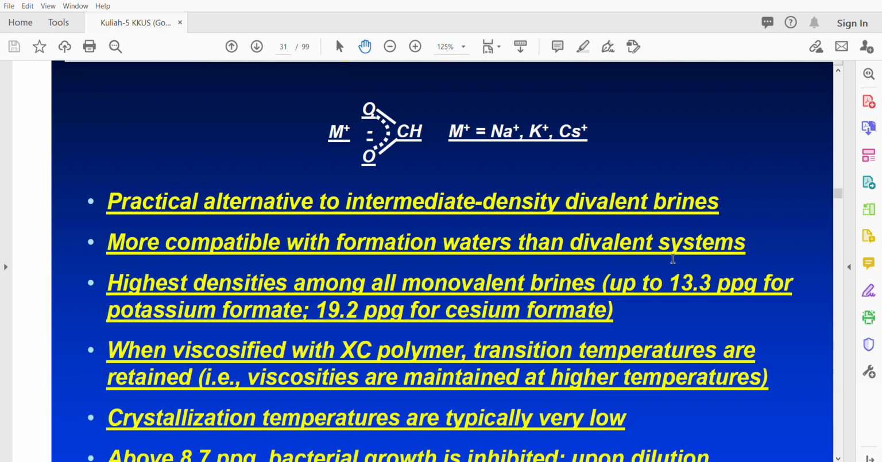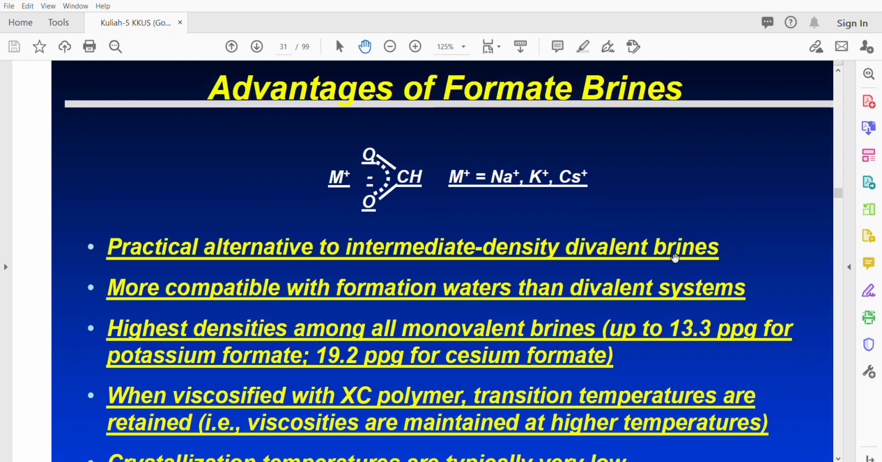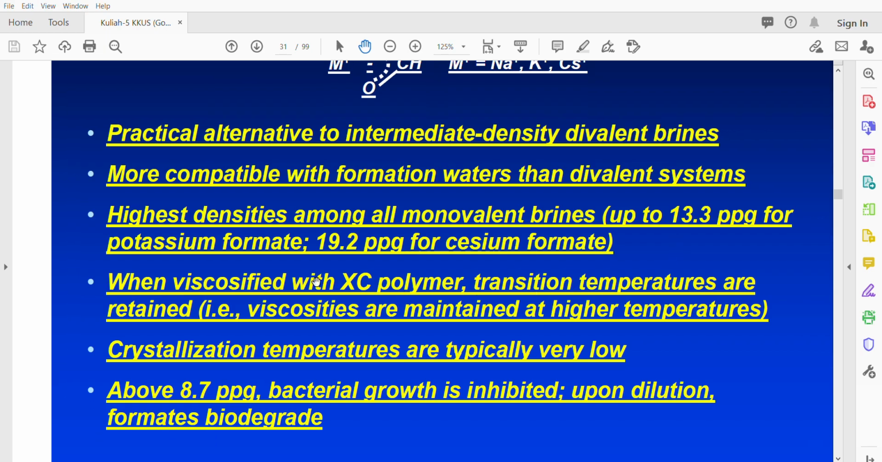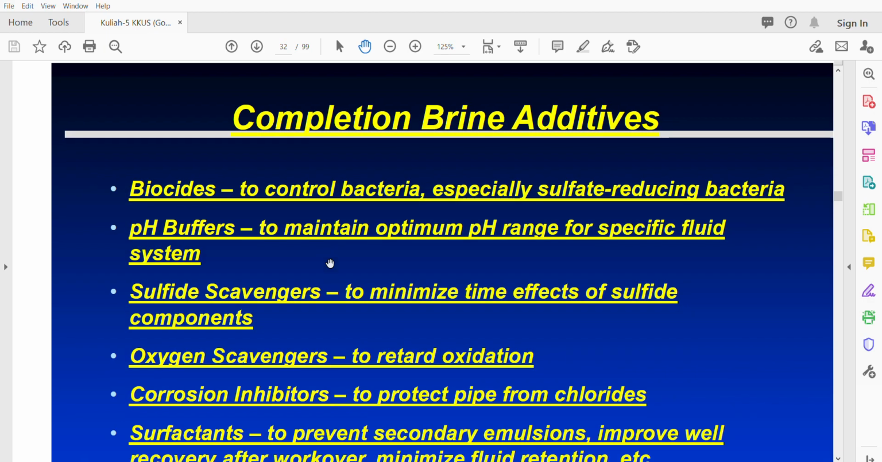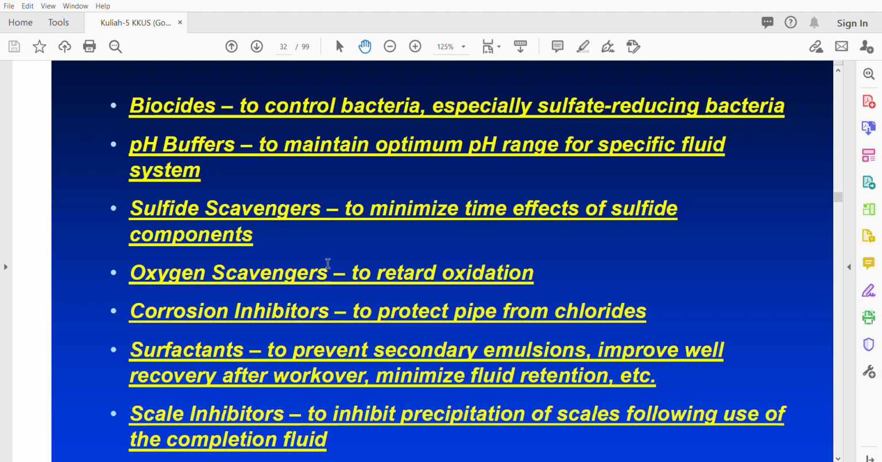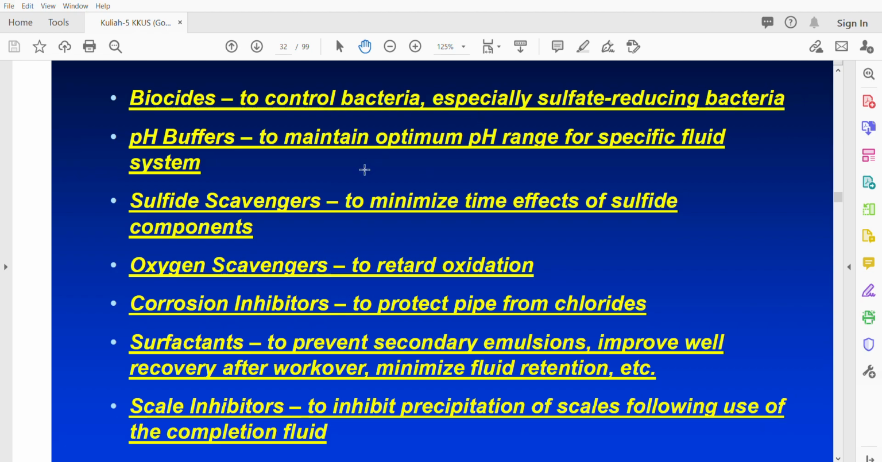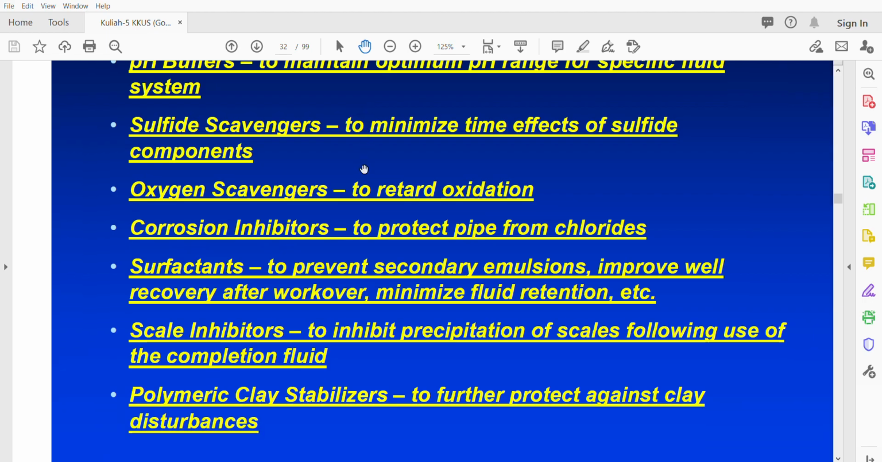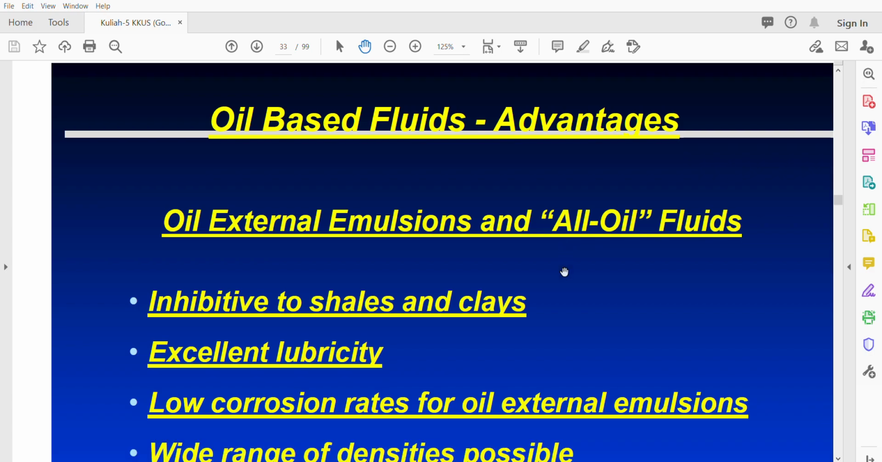So okay, this is the advantage of formate brine, because of high density. Okay. Completion brine additives control the bacteria, and scale inhibitor inhibits the acidification of scale following use of completion fluid. So in order to limit the scale that will develop. So we continue with the oil-based mud in the second video.